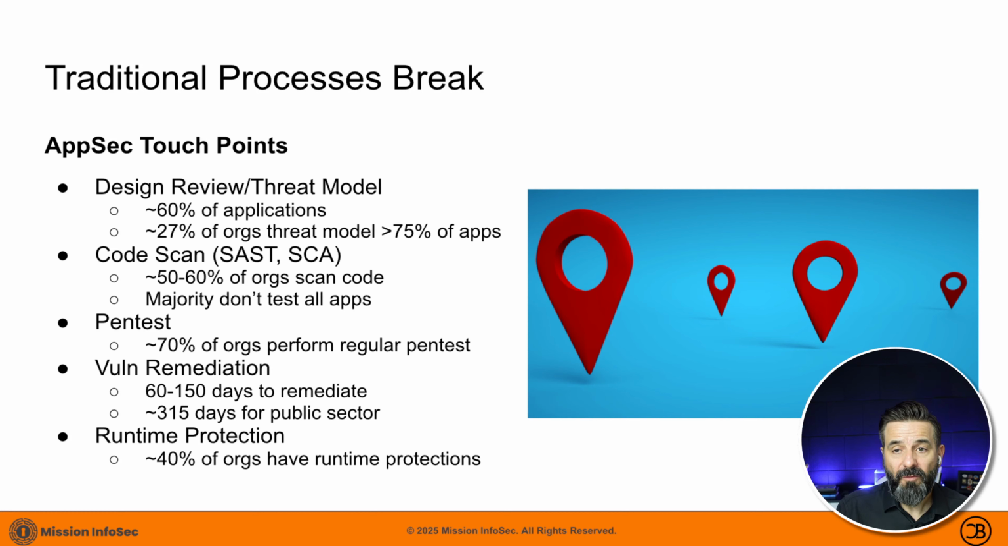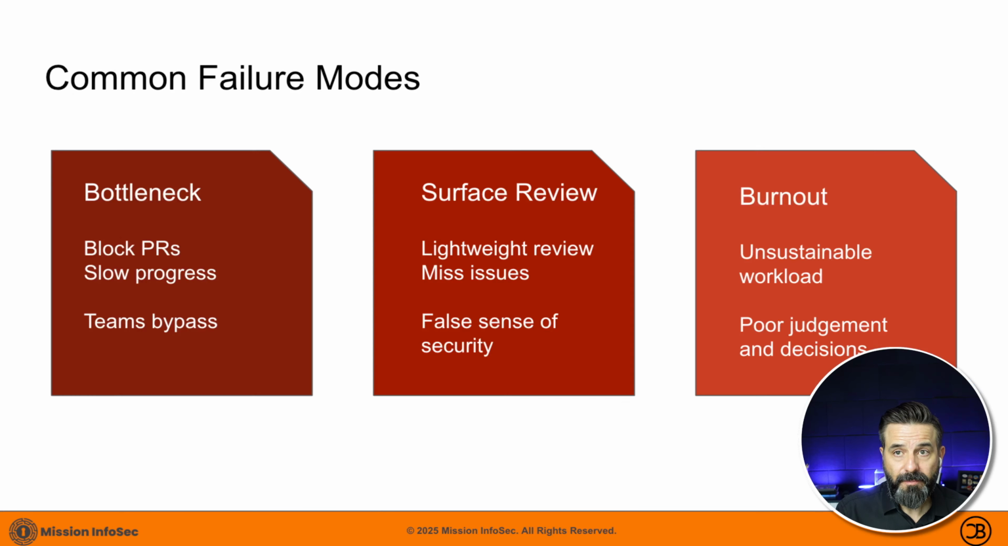perhaps that's the reality. Vulnerability remediation is lagging for most organizations. It takes 60 to 150 days to remediate vulnerabilities. For public sector organizations, that's closer to 315 days. Obviously, there's a lot of dwell time there for vulnerabilities to be exploited, and that's not good. And then only about 40% of organizations are taking advantage of runtime protections. So this paints a pretty dismal picture for the state of traditional AppSec touch points and how well they're being expanded. And it leads to a few different failure modes.